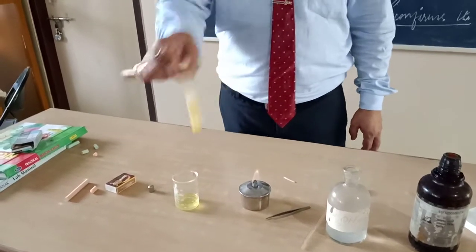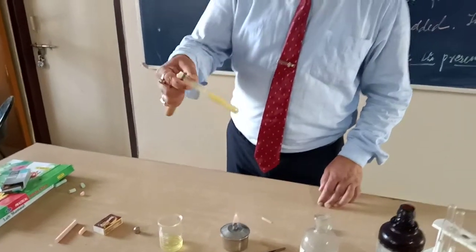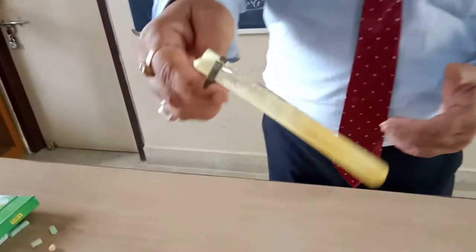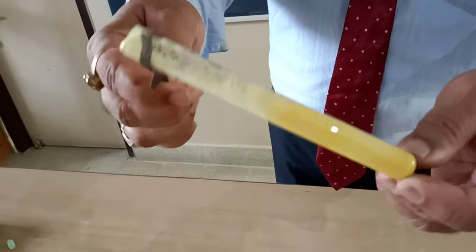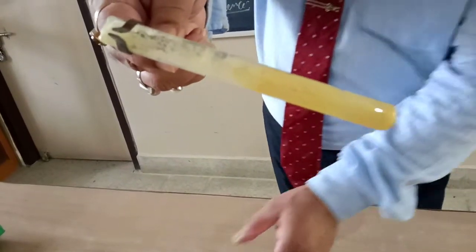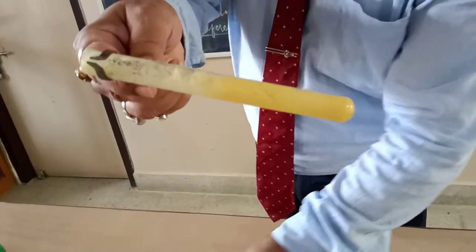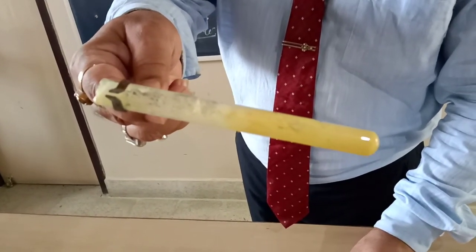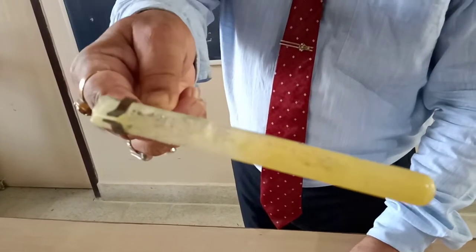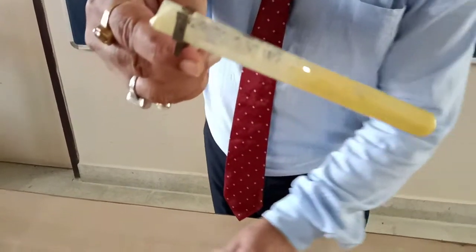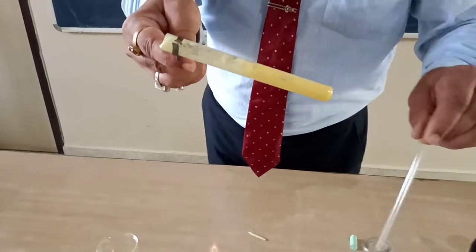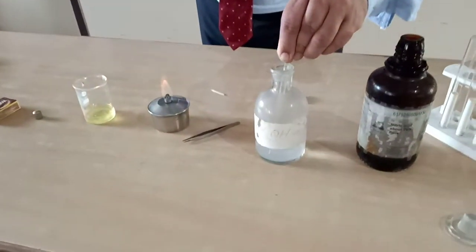Now students, you can see on heating, it has become almost yellowish in color. See the color change. On adding conc HNO3, it became whitish, and now it has become yellowish. Now we have to stop heating and put an equal amount of NH4OH, ammonium hydroxide.